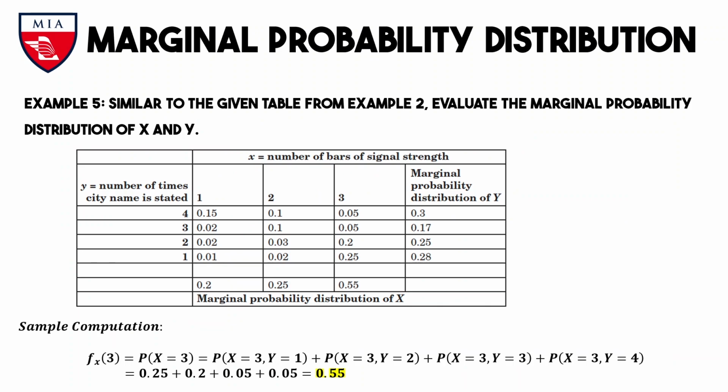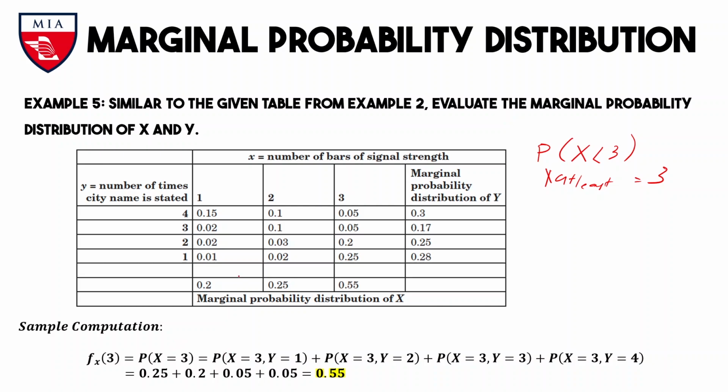So example number 5. Similar to the given table from example number 2, evaluate the marginal probability distribution of x and y. So if we have this example that f of x is equal to 3, wherein our probability should have what? At least 3. Okay, wherein the x should be at least equal to 3. So what are the values with x is equal to 3?